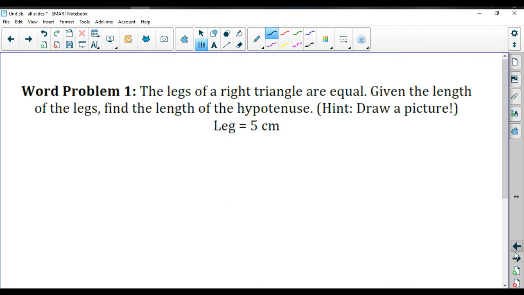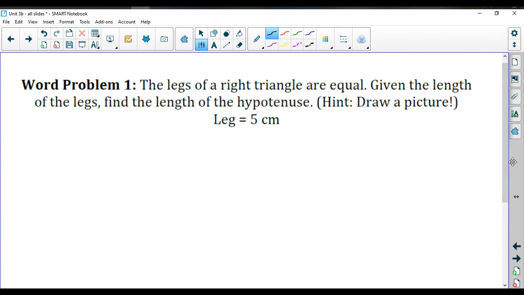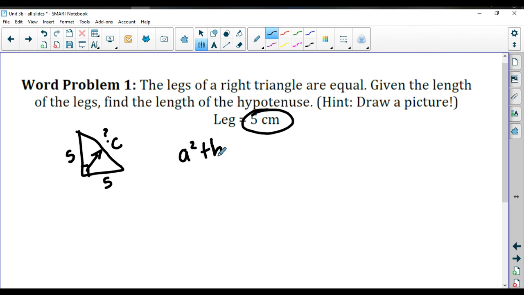We're going to go ahead and take a look at word problem number 1 that's on this page as well. It says the legs of a right triangle are equal. Given the length of the legs, find the length of the hypotenuse. My legs are each 5 centimeters, and we're going to draw a quick sketch here, a right triangle. These are both 5, and we're trying to figure out how long is the hypotenuse. Remember, the hypotenuse is going to be c. It's across from the right angle. So I'm going to do a squared plus b squared equals c squared, plugging in 5 in both of these and leaving the c squared.